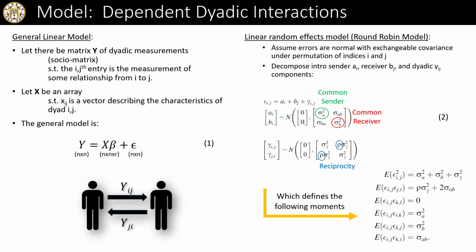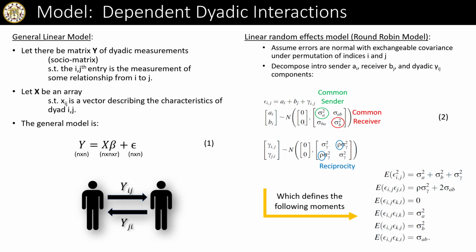Here's the model they use. They start with a general linear model, and so here it's a little bit higher dimensionally than I think what we're used to. So here, y, rather than being a vector, is a matrix of dyadic measurements, and this is often called, in other branches of social sciences, a sociomatrix. And so this is a matrix of measurements such that the ijth entry is the measurement of some relationship from i to j.